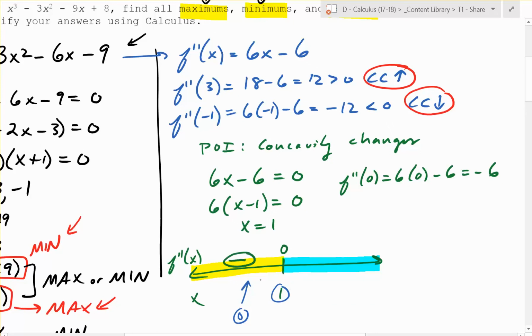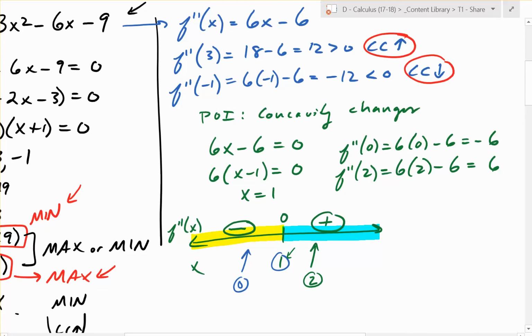As long as one value is negative, then all of the ones to the left are negative. And what's to the right? Well, let's plug in, let's say, 2, because that's to the right of 1 here. So f double prime of 2 is going to be 6 times 2 minus 6, which is indeed 6. So it's going to be positive here.